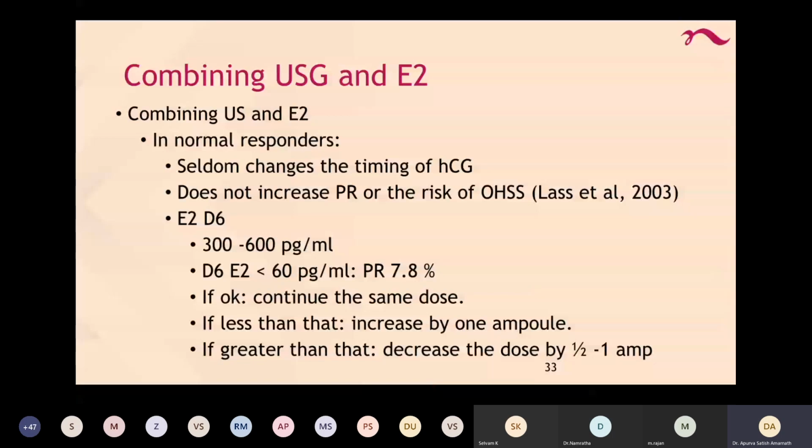On day 6, when we do an estradiol, ideally it should be between 300 to 600 picograms. When the E2 is less than 60 picograms per ml, that means there is a very, very low response happening, as evidenced by the pregnancy rate, which is 7.8%. And either the dose would have to be increased at this point because there is no sufficient response, or a cycle cancellation would have to be considered. If the E2 is in the optimal range of 300 to 600, then the same dose continues. If it is lower, the dose is to be increased. If it is greater than that, you can consider reducing the dose, but this is usually not done.